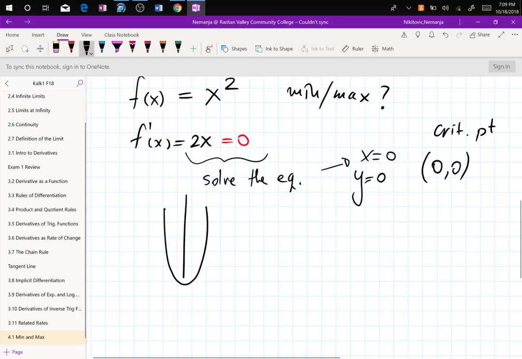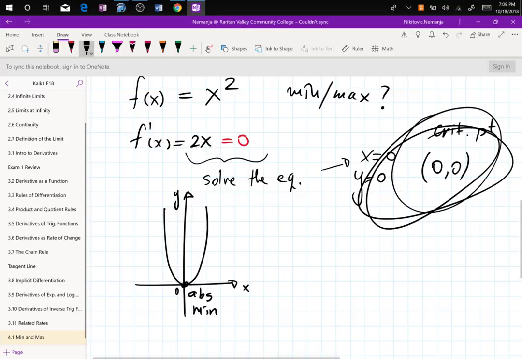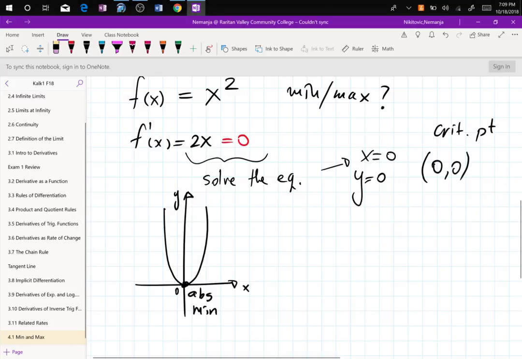So here's your ABS min, absolute minimum, at 0, 0, which is the point we computed. So this is the power of this lecture. You don't have to know what the graph looks like. You don't even have to know what the function means. You can always find min and max because you take the derivative, you set equal to 0, and you're done. It's a very simple procedure.